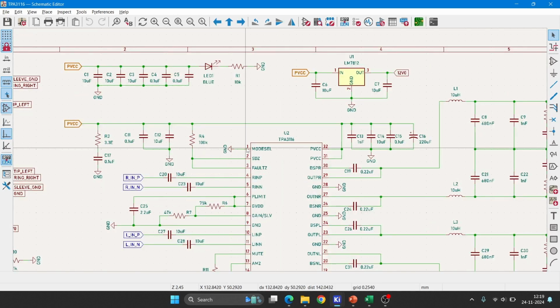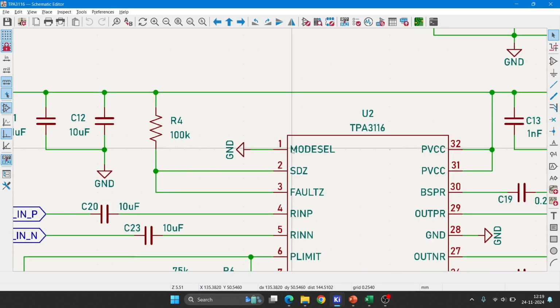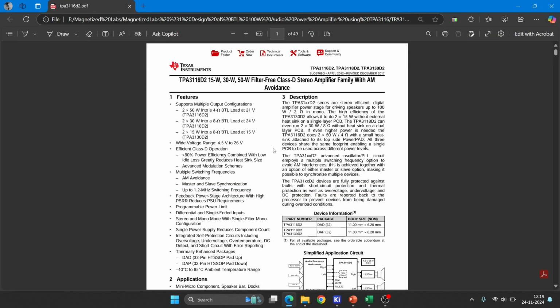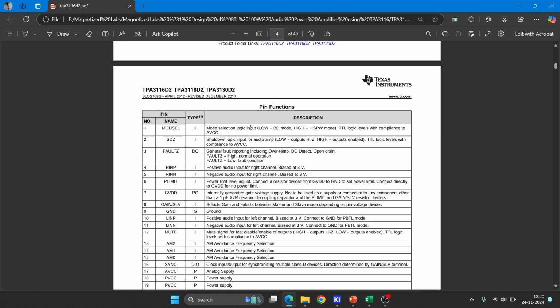Yes, so I'll explain pin by pin. Mode select pin. What is mode select pin? We'll go to the datasheet and we'll understand it better. This is the datasheet of TPA3116D2, and it is a class D amplifier. Mode selection input: low means BD mode, high means 1SPW mode.